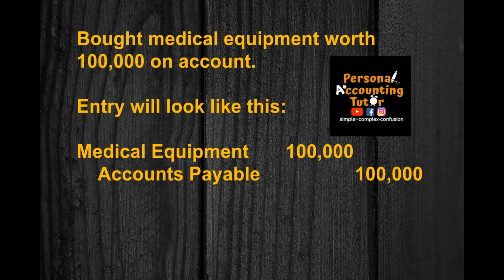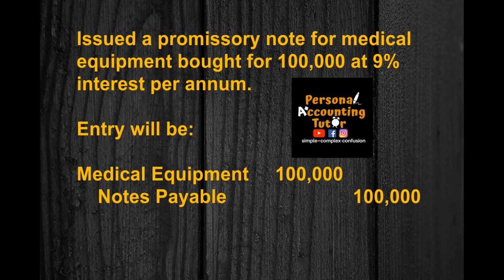And if there's a promise like this, issued a promissory note for medical equipment bought for 100,000 at 9% interest per annum. Now the entry will be debit medical equipment 100,000, credit notes payable 100,000.